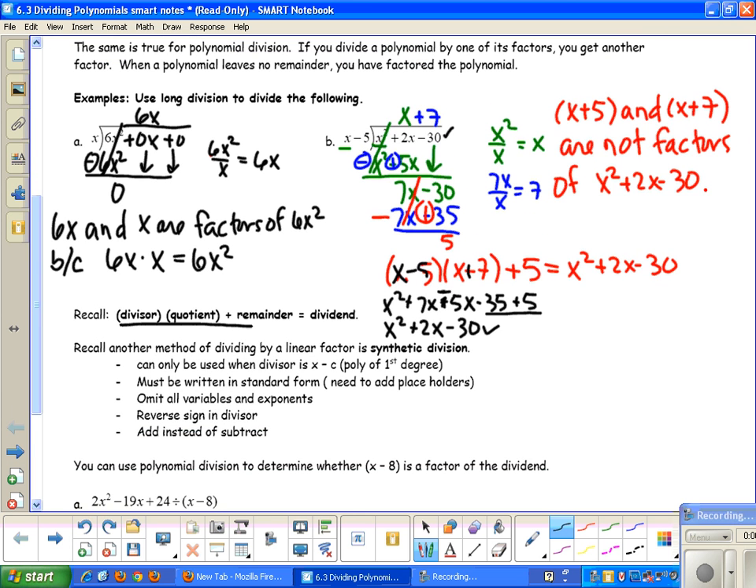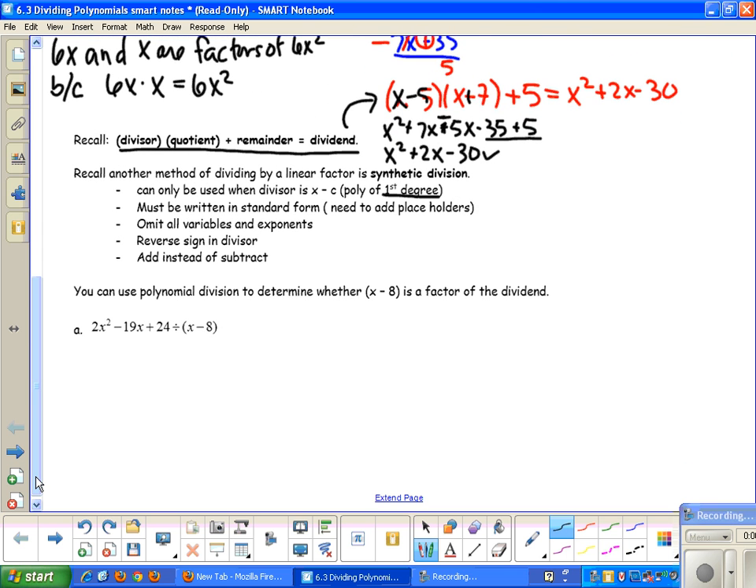So this right here is what I just showed. Recall that another method of dividing a linear factor is using synthetic division. Remember that we have specific rules for using synthetic division. Synthetic division can only be used when the divisor, x minus c, is a polynomial of the first degree. It must be written in standard form, so remember you always need to add in those zero placeholders. Remember that we take out the variables and exponents, reverse the sign in the divisor, and you're going to add instead of subtract when you do synthetic division.